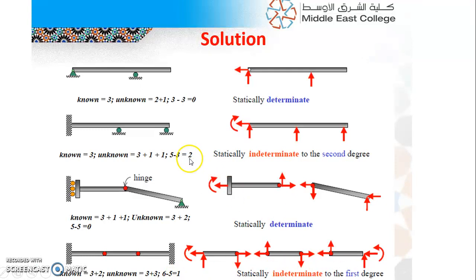Similarly, in the previous example the remaining was 2, so it is called second degree. I hope this is very clear.